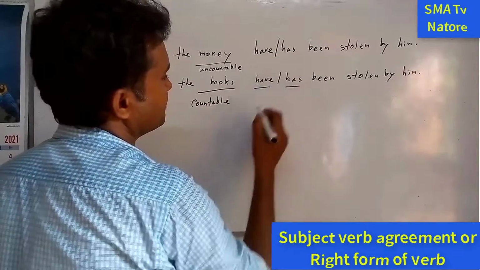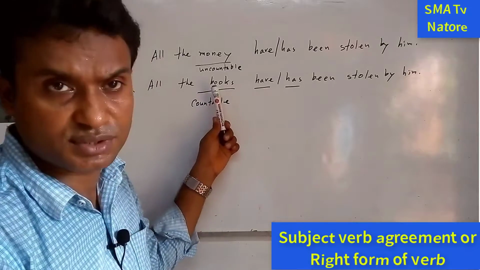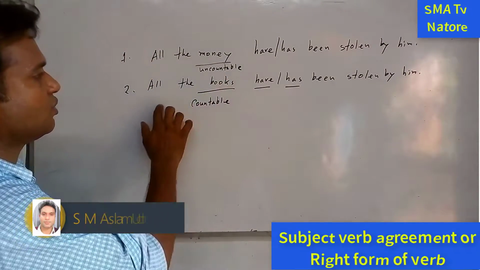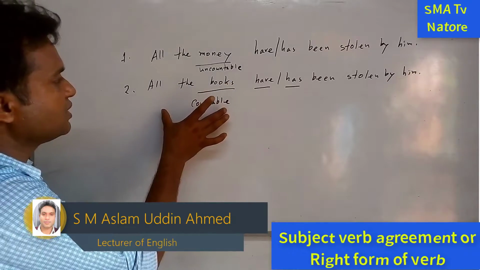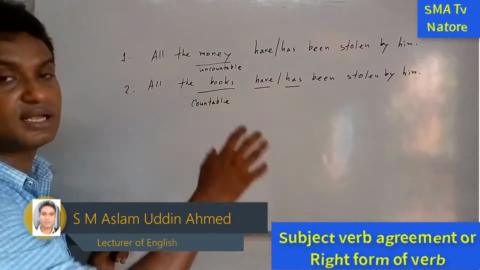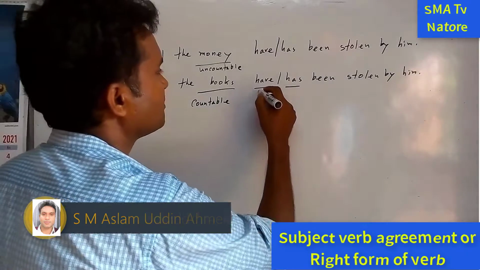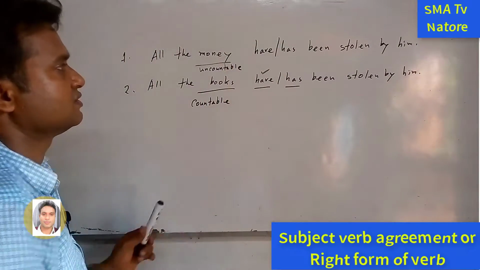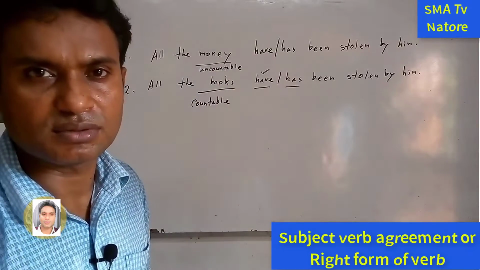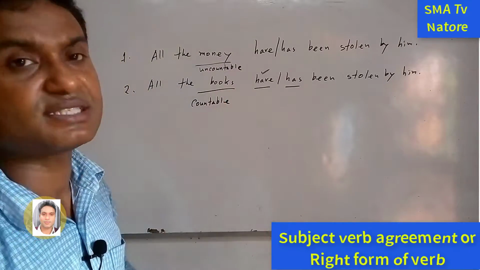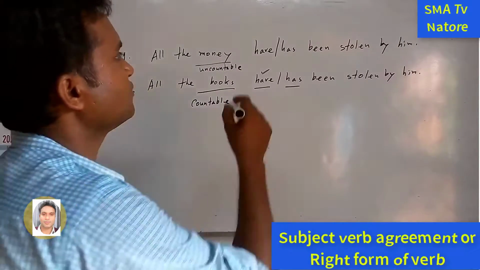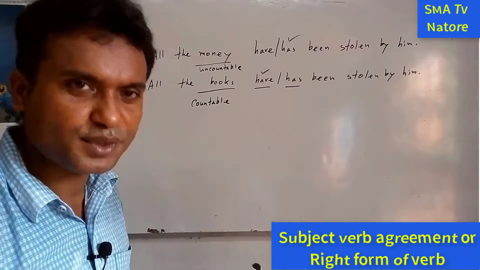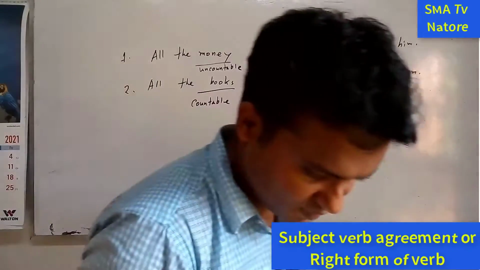So what happened? This one is the countable, but all is the plural form. That is all the books. So finally we can say that this is the countable and plural number. For this reason you have to write down here has, but all the money, this money is not countable. We know that generally this word is uncountable. For this reason we can say here we have to write down has. I hope you can understand it.